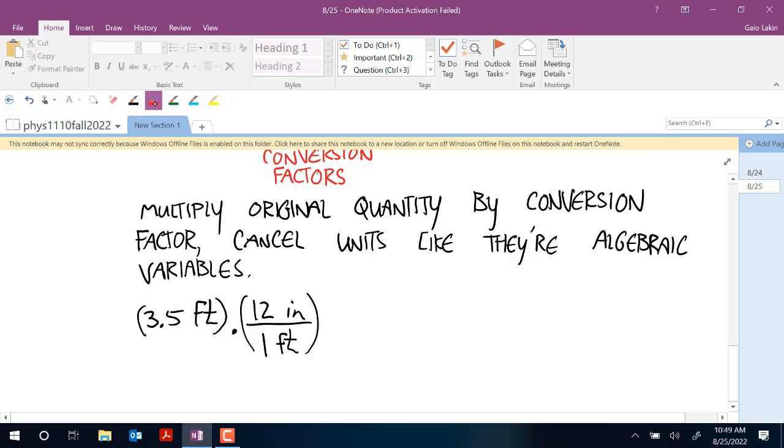Since we have a foot here in the numerator and a foot here in the denominator, we're going to treat those the same way we would if they were algebraic variables, m or x or something. You can cancel those two. And what we're left with is 3.5 times 12 times inches, or 42 inches. Any questions about how that worked?